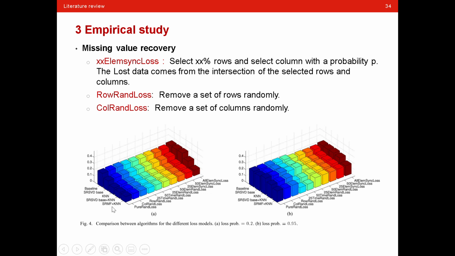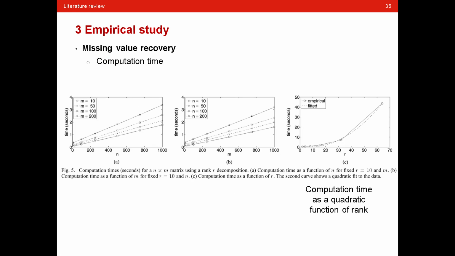We can also observe that the hybrid method presents the lowest error. And they also report the computational time, and the most interesting thing in this experiment is that they find that the computational time is a quadratic function of rank. As you can see, the quadratic line fits the computational time perfectly.